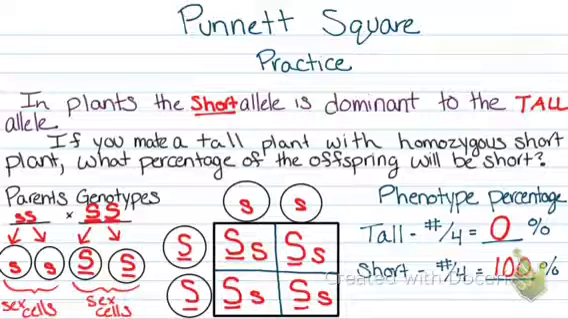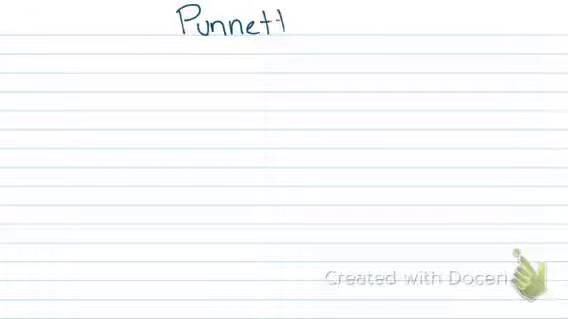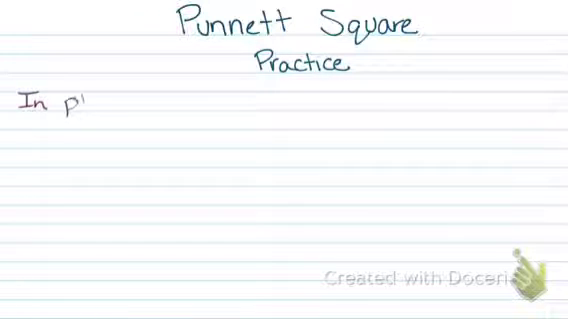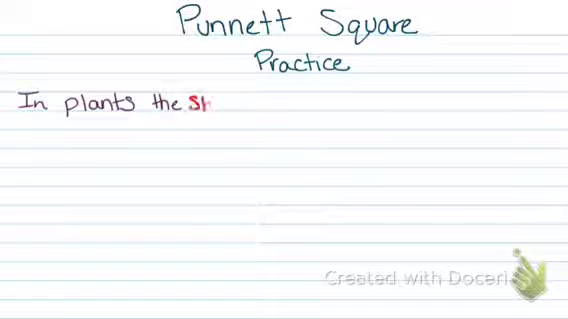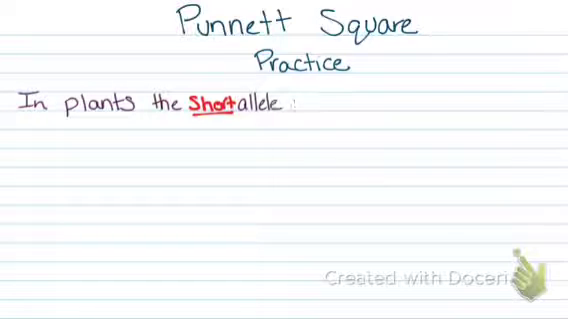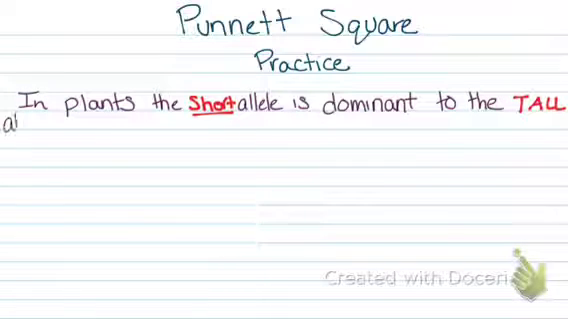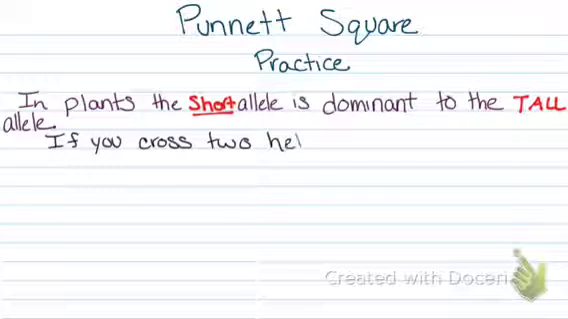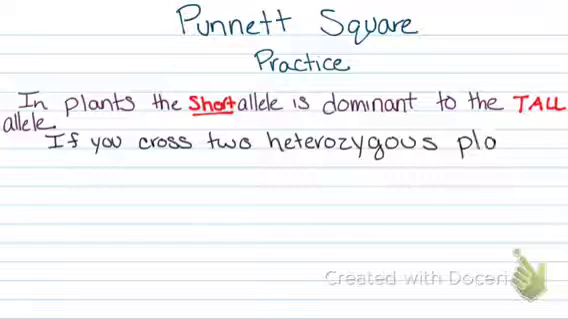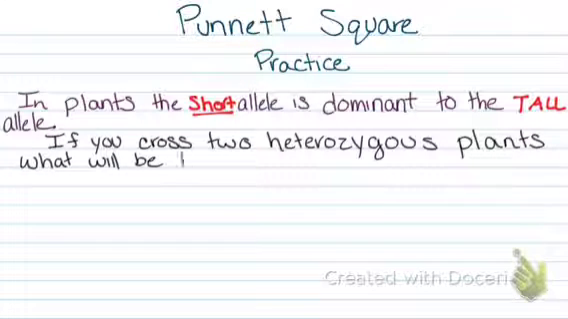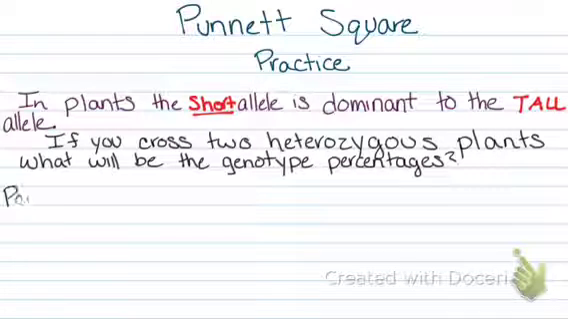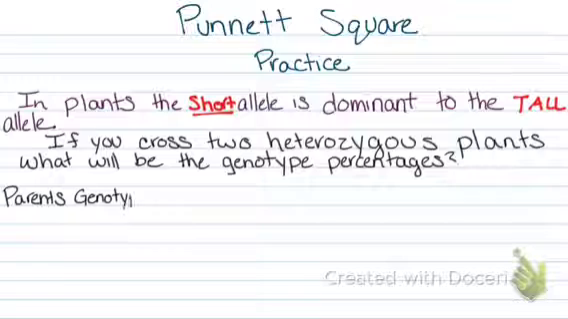Now for one last Punnett square. We're going to stick to the short being dominant and tall being recessive for now. In this example, we're going to cross 2 heterozygous plants. And instead of finding the phenotype percentage, we're going to find the genotype percentage. So think back or look back in your notes to the difference between the genotype and the phenotype.